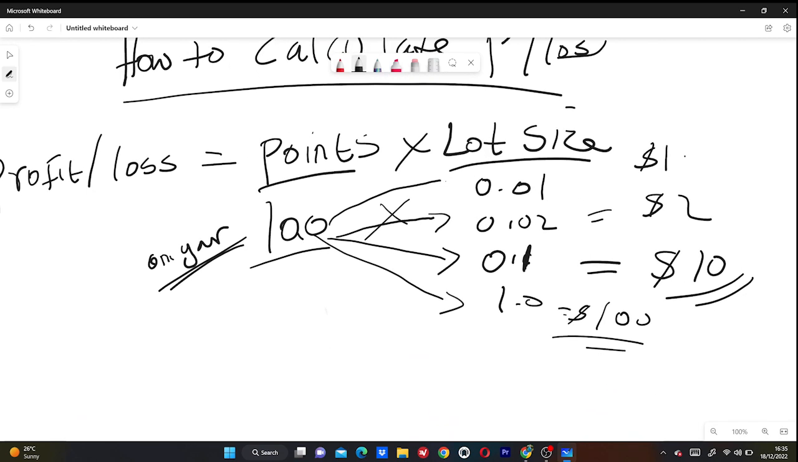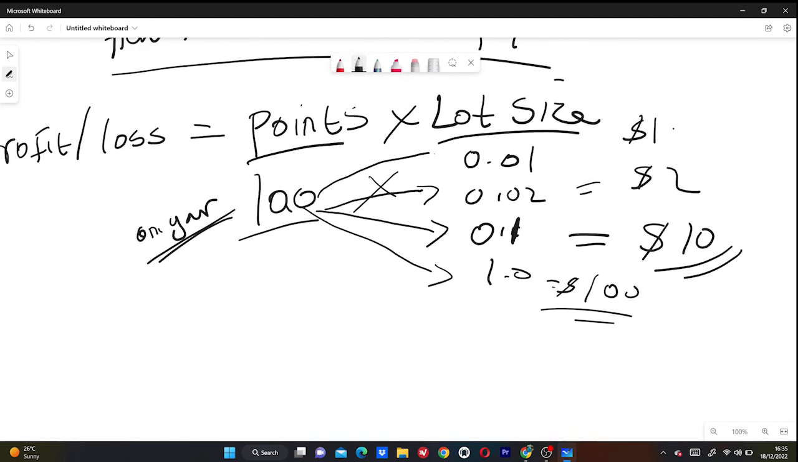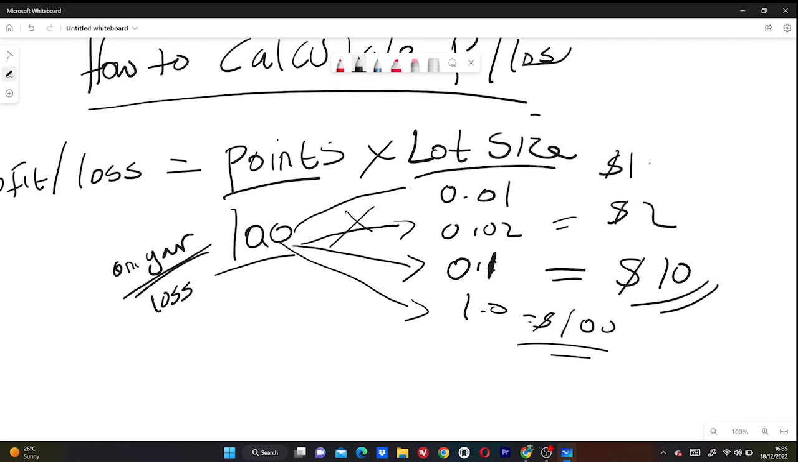For example, if this was the loss, you can see how you lose fast. If the market only moved by 100 points and you put a lot size of 1, you could have lost how many dollars? $100. If you use a lot size of 0.1, you could have lost how many? $10. You multiply that times that to get the profit or loss. So that is very easy.